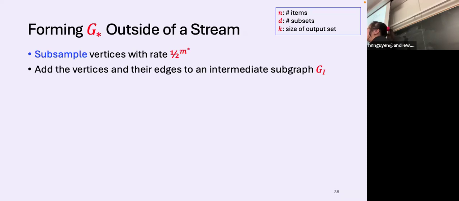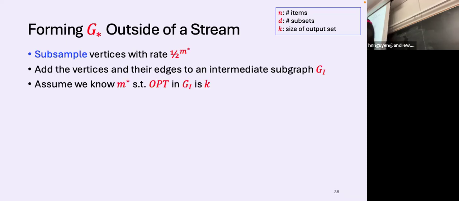Okay, so we know we want to take G star. How are we going to form this? Again, I'm going to form this outside of a stream. So for now, just take yourself out of the streaming context. This is going to seem like a weird way to do this when you have direct access, but we're just going to show we can really quickly translate this to a linear sketch. So what is the first thing we're going to do? We're going to subsample vertices with rate 1/2 to the m star. m star will be defined in 2 seconds. And we're going to add these vertices and all their edges to an intermediate graph, GI.